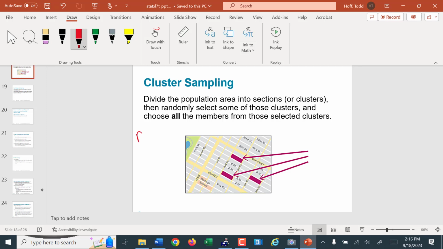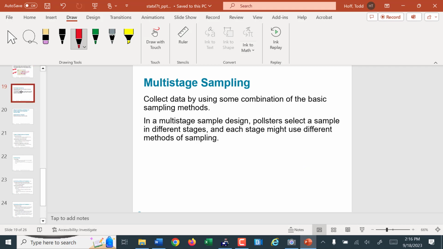This is still random because, assuming that the class sizes are approximately equal, everybody has an equal chance of being in that sample. But again, it is not a simple random sample, because a simple random sample could possibly choose one student from each class. That's not possible with a cluster sample. So here we're looking at a multi-stage sampling situation. We might select a sample and then from there break it down even further. So in this case, pollsters select a sample in different stages. Each stage might use a slightly different method.